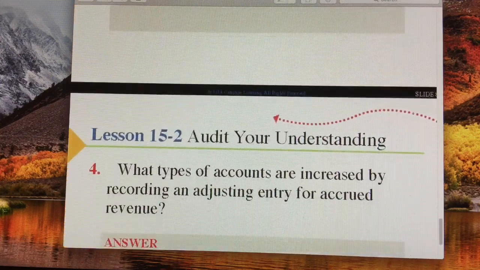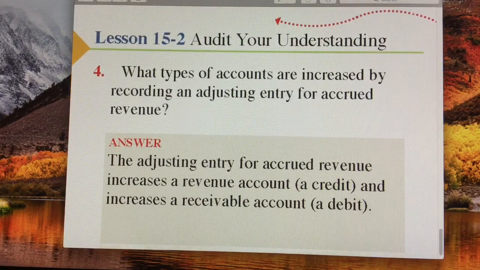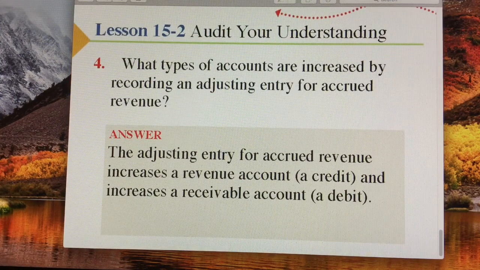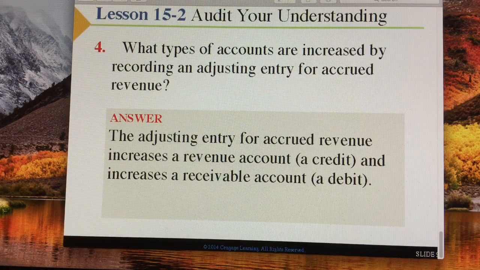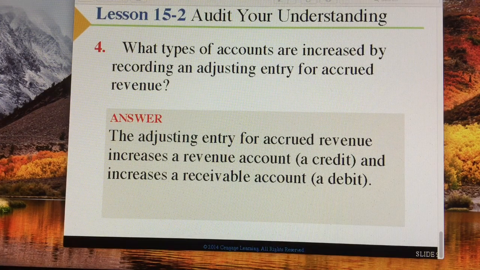What types of accounts are increased by recording an adjusting entry for accrued revenue? The adjusting entry for accrued revenue increases a revenue account, so it's a credit. And if you're going to increase accounts receivable, that would be a debit. So let's go ahead and get into our account.